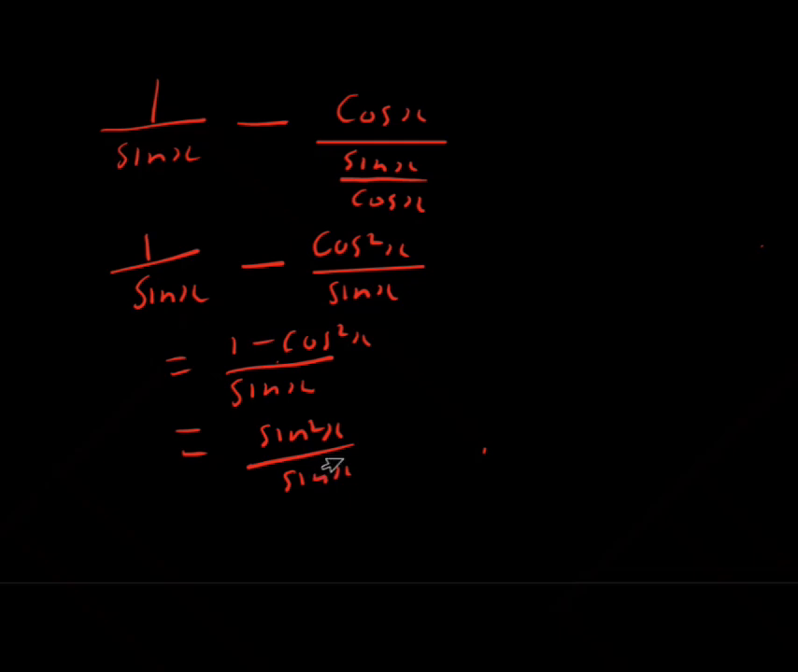So notice that here we've got sine squared, and then we've got sine. This cancels with one of them. So eventually we'll be left with sine x. Alright, there we have it. Let's go for another one.